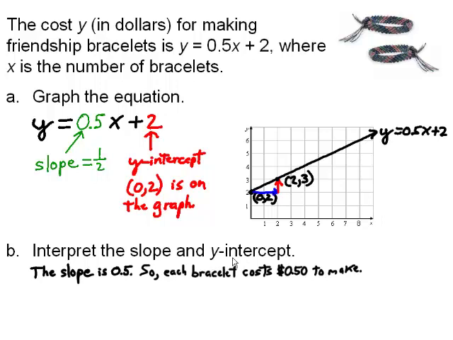As for the y-intercept, we know that the y-intercept is 2, and the y-intercept represents the value of y when x is 0. So the y-intercept represents the cost before any bracelets are made. We call this an initial cost. For instance, the person making the bracelets might have had to buy an instruction manual or a starter kit or something like that. So there's an initial cost of $2.